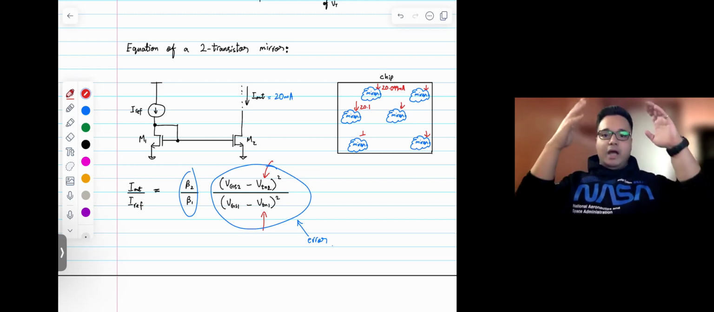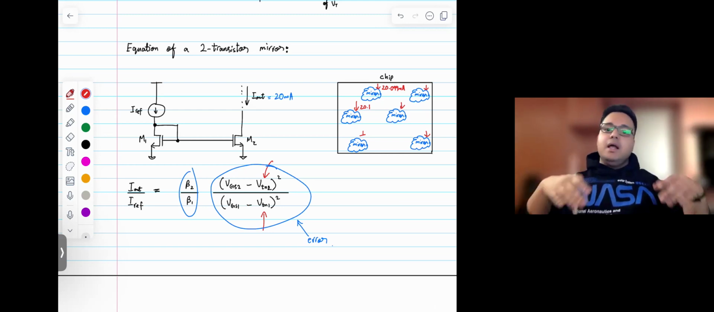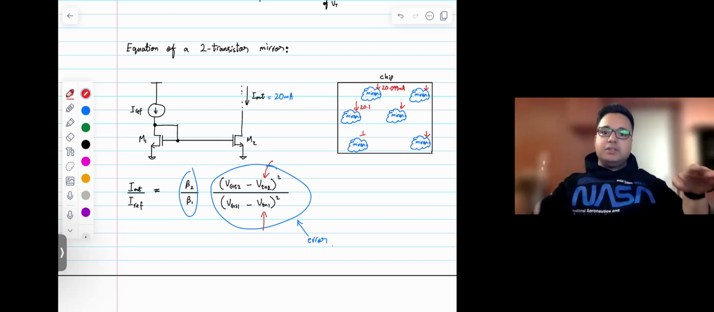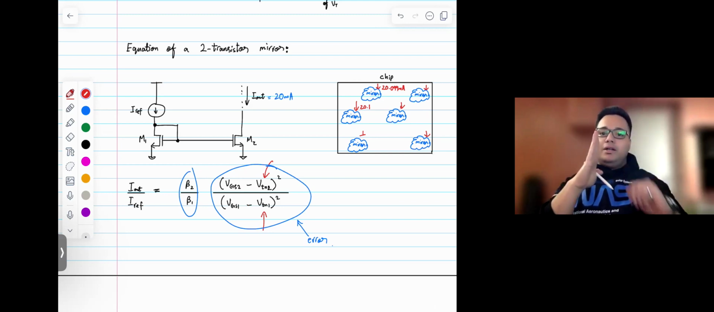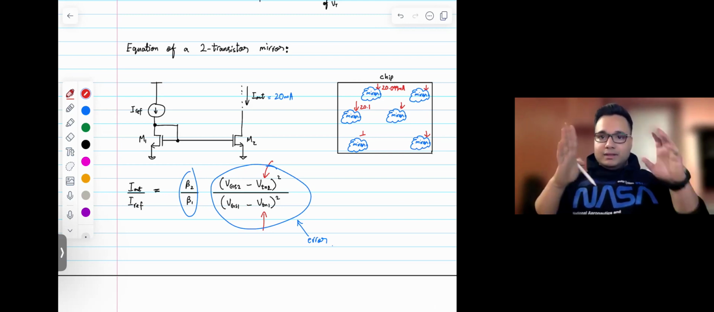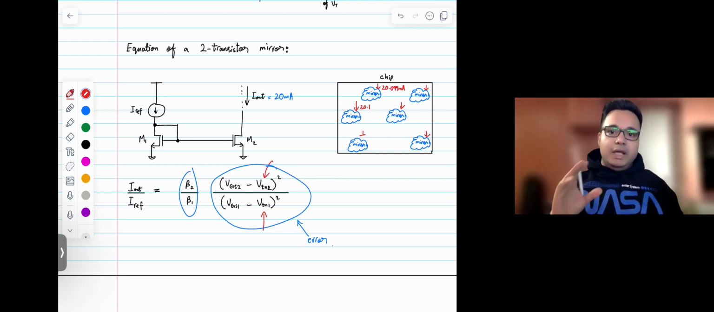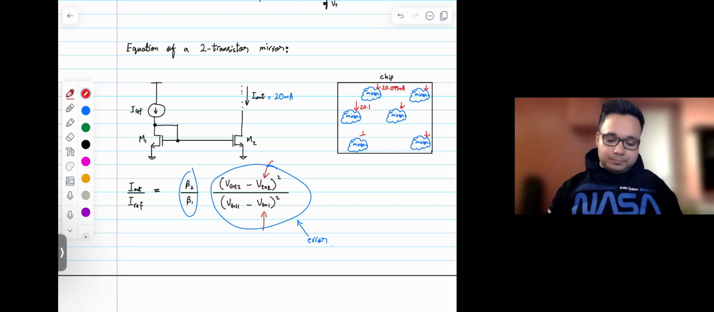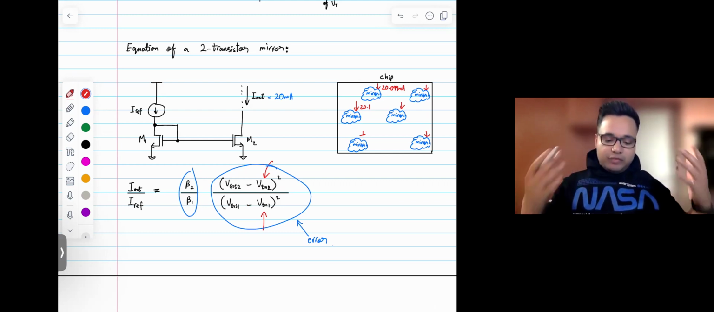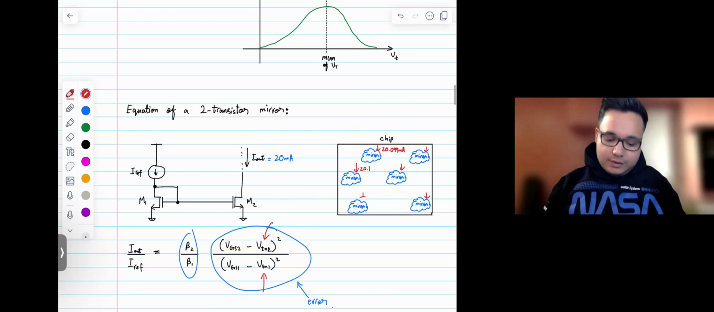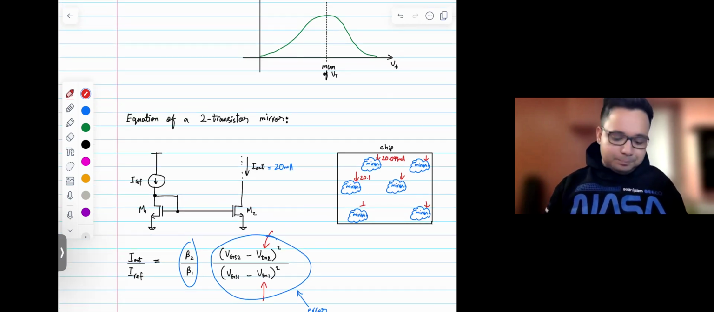So in other words, if you have 100 mirrors, 1,000 mirrors, all of them would not sink or source the exact same I out. It would be some sort of variation. Most of the mirrors might be drawing something very close to I out, but then there might be other mirrors which are a little bit farther off from the mean value of I out. So that's to give you some sort of an idea of how these random mismatches will affect our current mirror. So let's talk about Pelgrom's law.